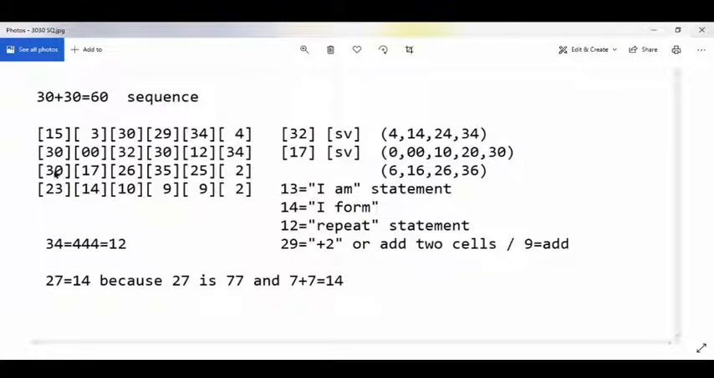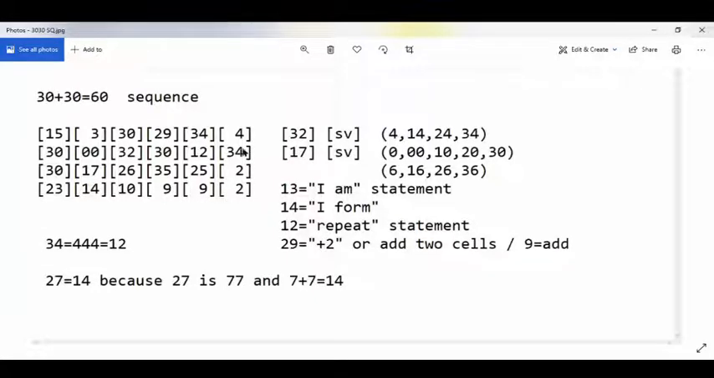What I want to explain here also, before I do that, let's go to this concept. It says 29. And so what is the 29? The 29 carries a statement that says plus 2, or add 2 cells, right? So in this sense, we're looking at this 30-30. So you have a statement here. It says plus 2 cells, right? So this is why it added these 2 cells. So remember the 29. And also there is a 9. If you ever see a 9, that's basically the add statement. So we have a 9 there.